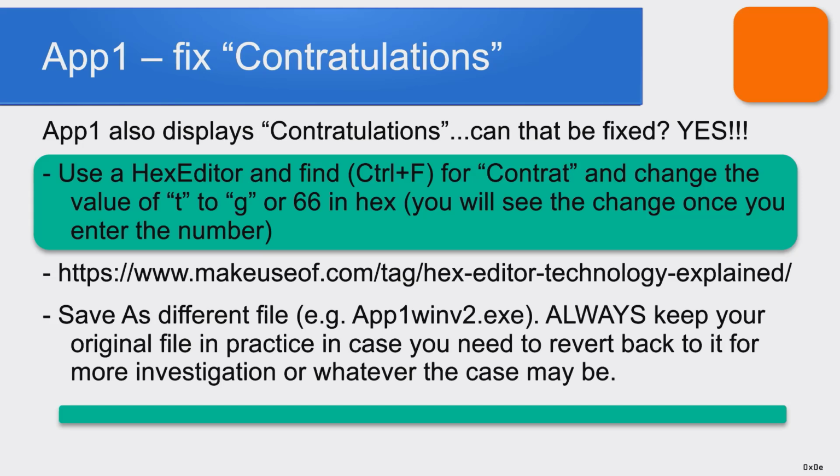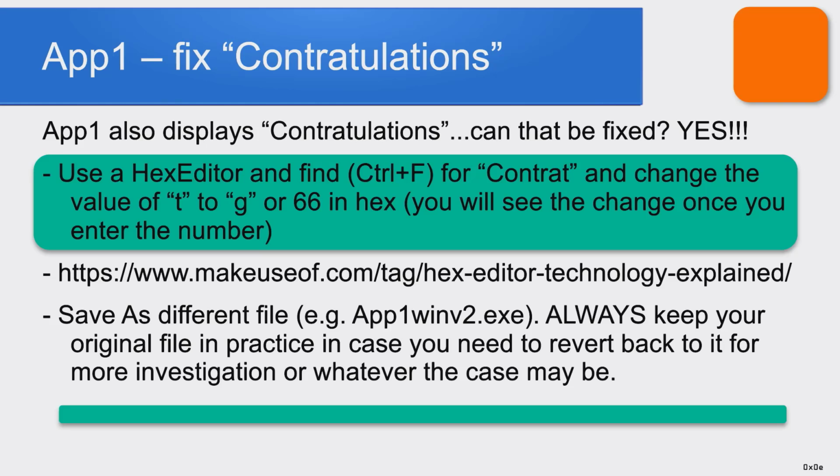So the first thing I want to do is fix the congratulations. And yes, it can be fixed. I use a hex editor. I believe I use HxD. We'll take a look at that. Anyway, I do a Ctrl+F to find the misspelled word, and then I change the value of the T to a G, or it's going to be 67 in hexadecimal, because that represents the lowercase letter g in hexadecimal. And that's what the computer needs to see. And you'll see it once you enter the number.